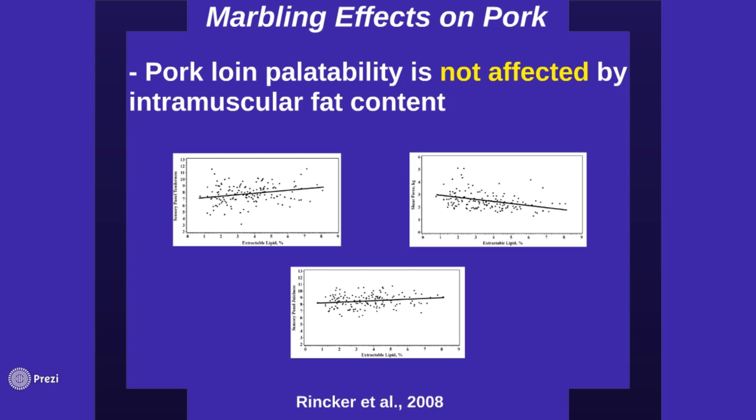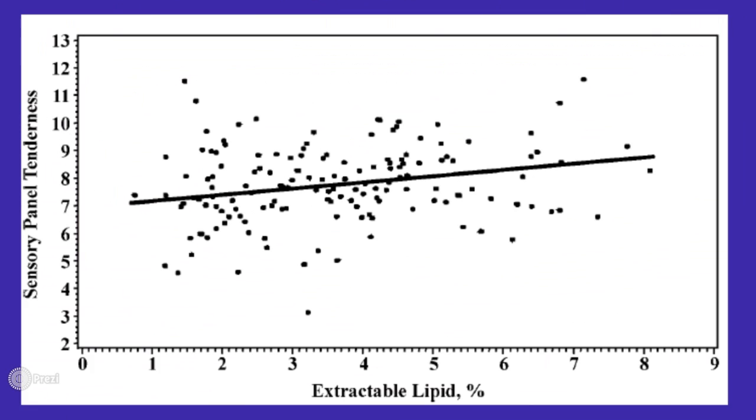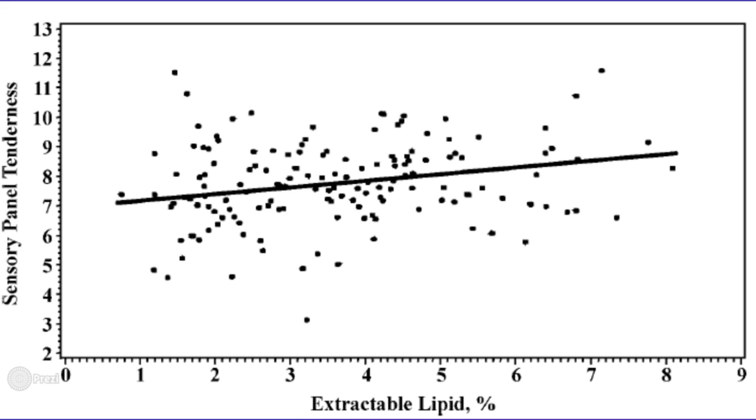Again, especially in pork, they don't really have the marbling grades like the USDA beef does. So they just did extractable lipids, and we can see that here with the sensory panel. Based on the extractable lipid percent, there's a slight increase. As lipid content increases, palatability or sensory tenderness goes up.